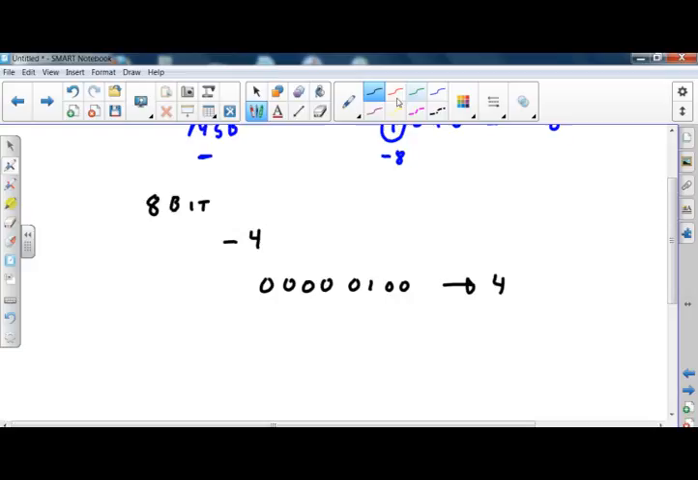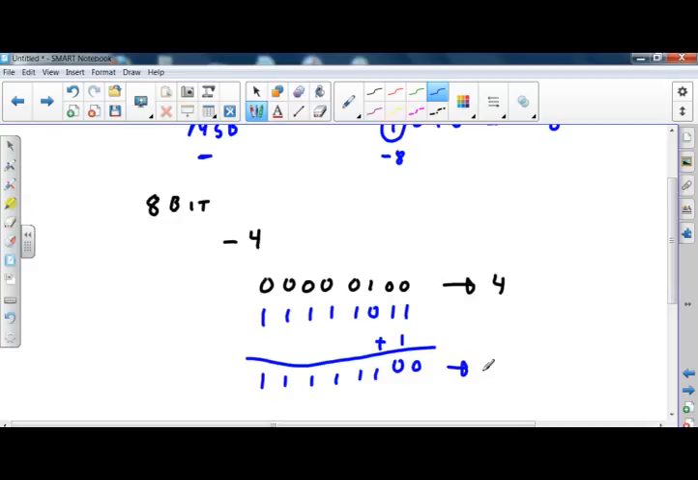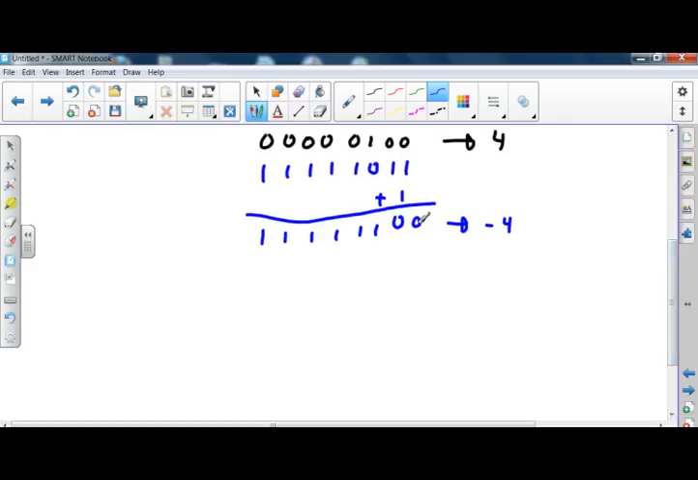In order to find negative 4, I'm going to change all the 1s to 0 and all the 0s to 1. 1, 1, 1, 1, 1, 0, 1, 1. To make it a two's complement number, I'm going to add 1 to that. 0, 1 to carry. 0, 1 to carry. 1, 1, 1, 1, 1, 1. That's negative 4 in two's complement, because this is weighted negatively. So I look at this, and that's a unit, 2, 4, 8, 16, 32, 64, 128.